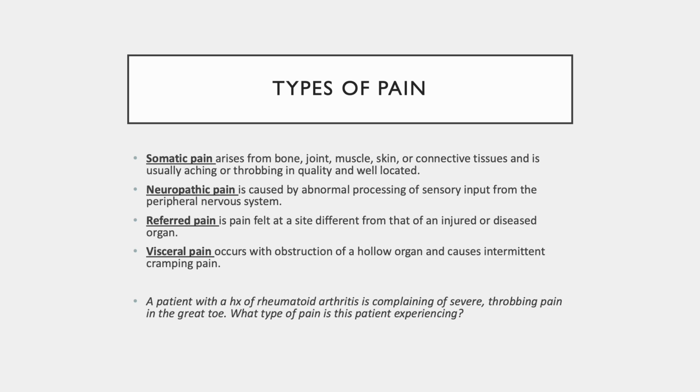So like you're going to have a patient with a history of rheumatoid arthritis, all right? They're complaining of severe throbbing pain in the great toe. All right, so what type of pain are they experiencing? Well, if they're having a joint pain or a muscle pain or a connective tissue pain that's aching or throbbing, it's causing a detriment in the quality of how they can function as an adult, and it's located, then that is all somatic pain. See how that works? All right, so know that and know how to identify it if there's a question about it later on in life. So let's go to the next slide.